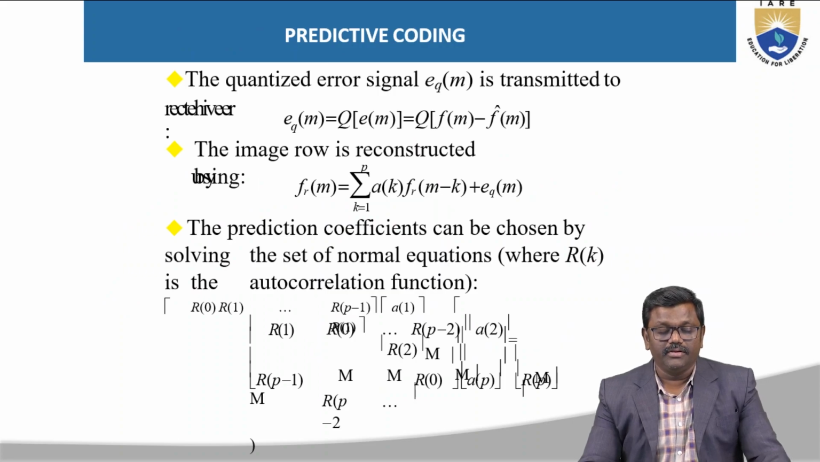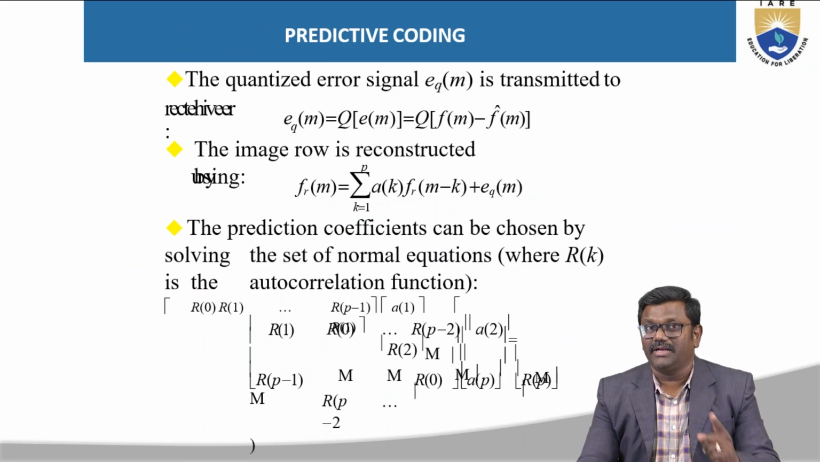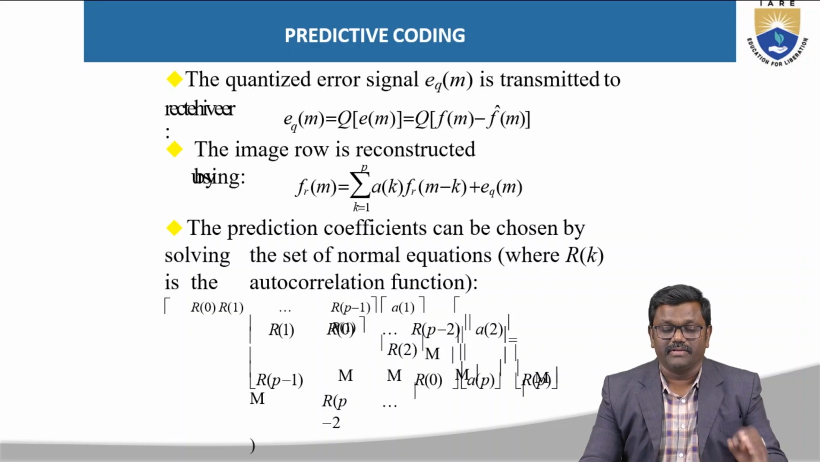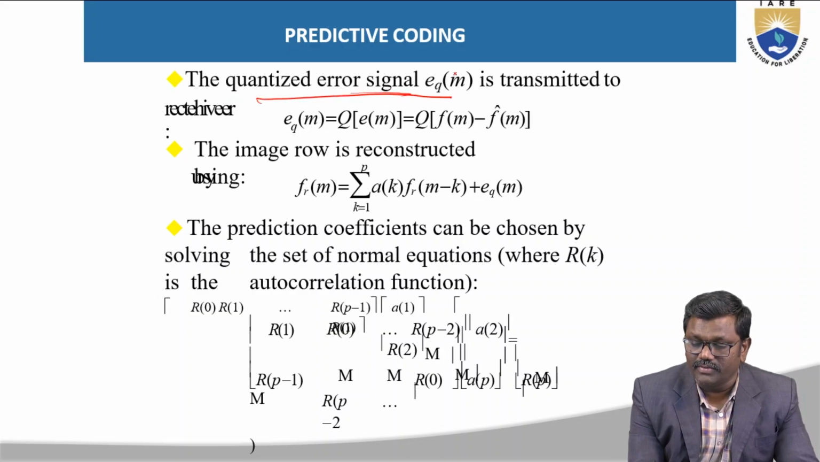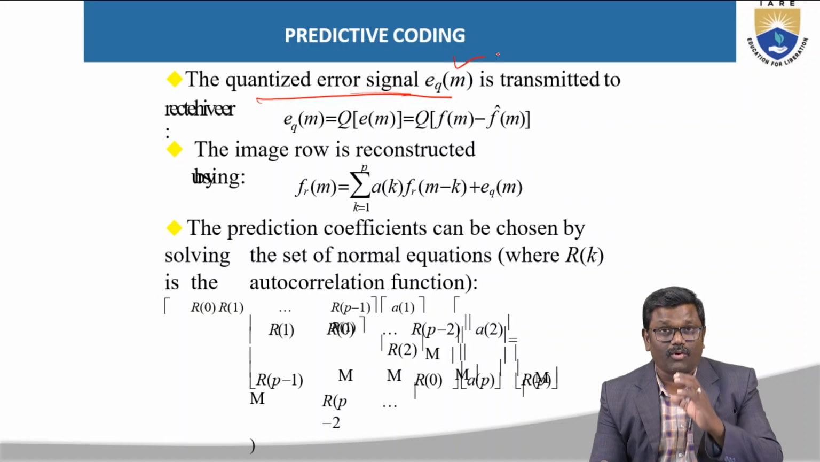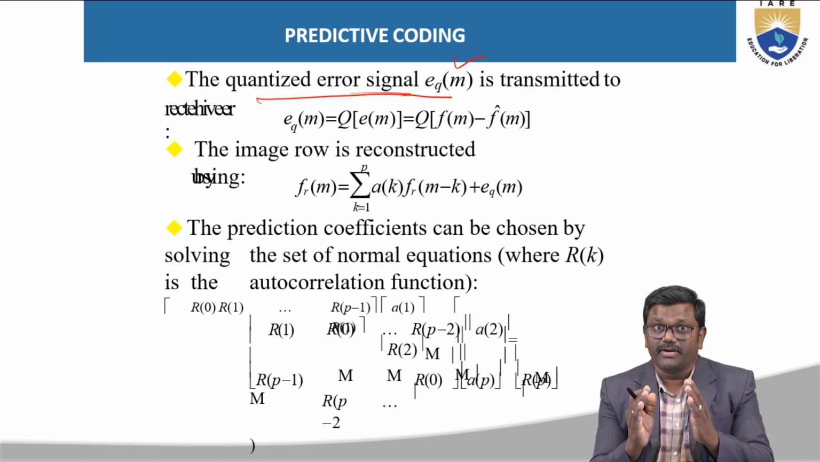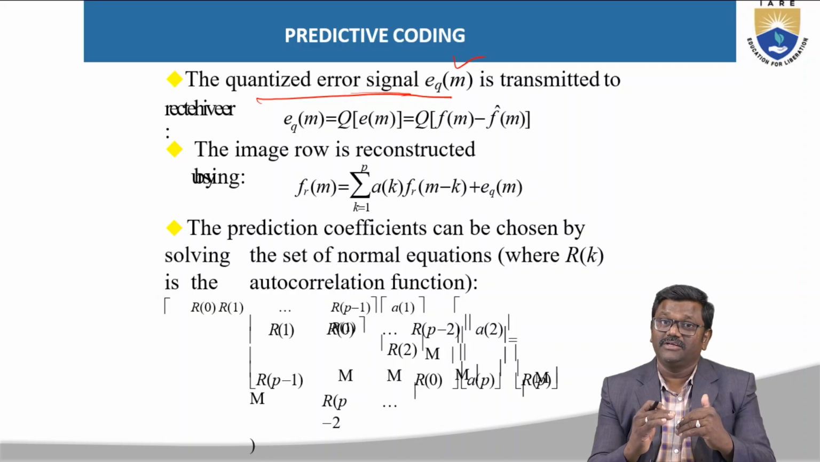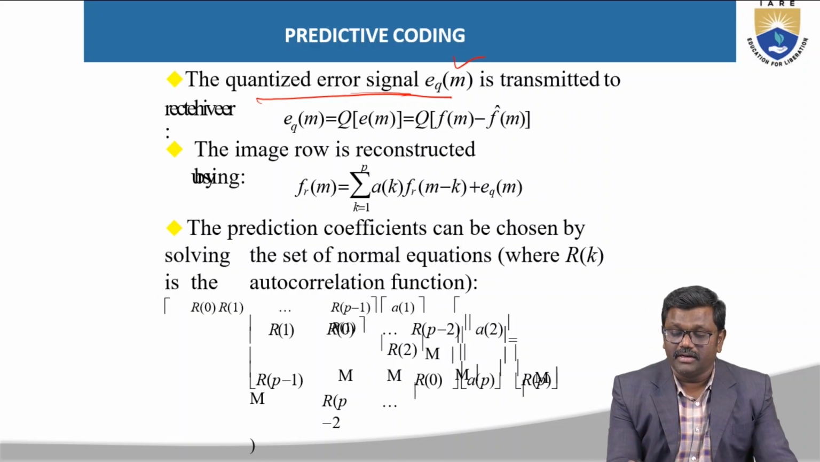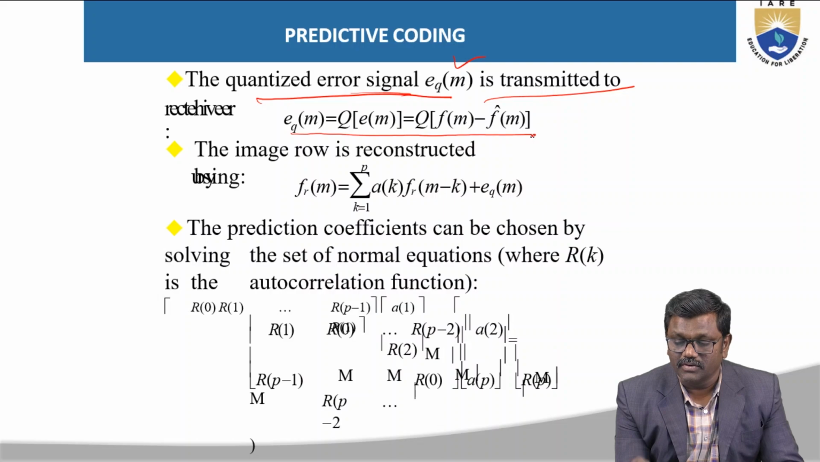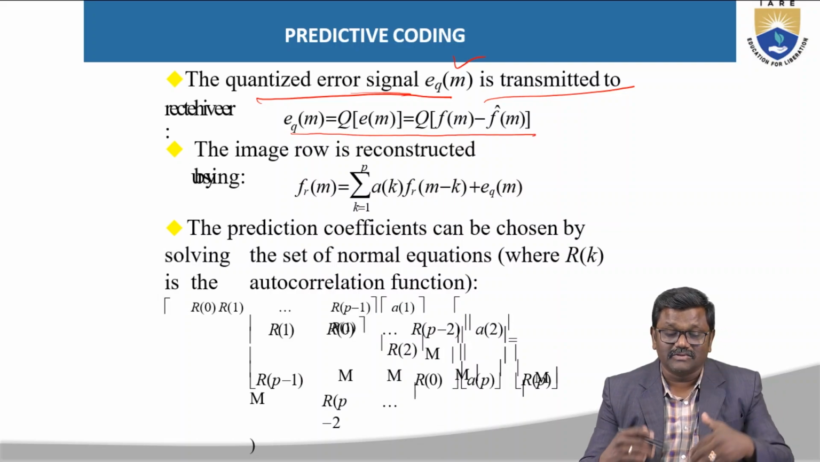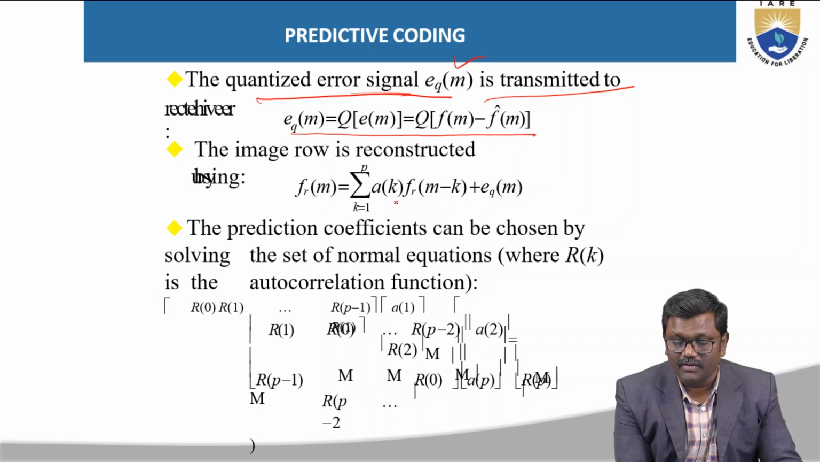In continuation of the predictive code, one of the important parameters is the error. Let the quantized error signal be e q of m for the mth model, part of the predictive code. We concentrate on variations in m values, and accordingly it is transformed. This equation shows how f r of m is reconstructed: the sum of alpha of k times f r of m minus k, plus e q of m.